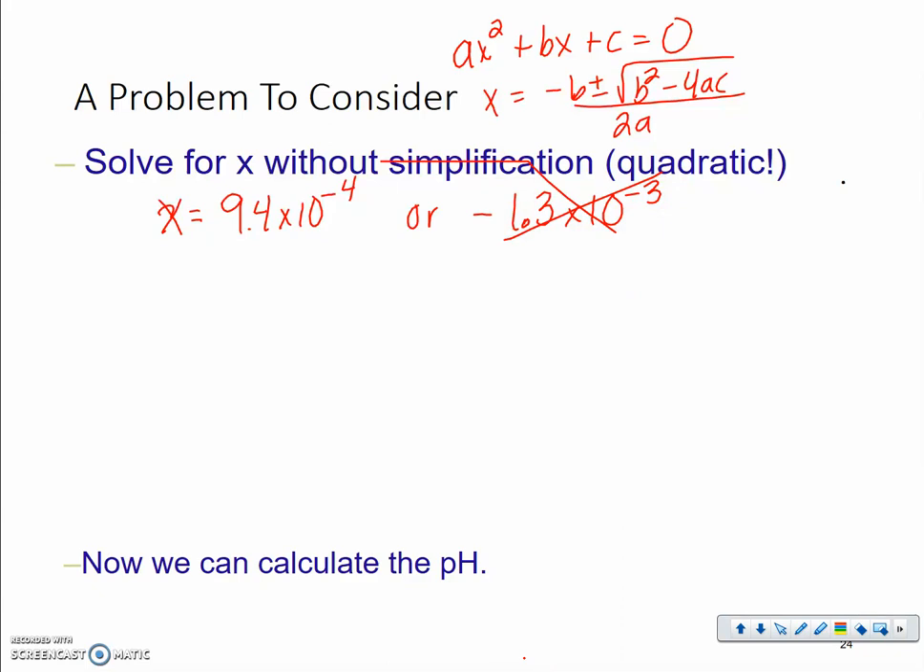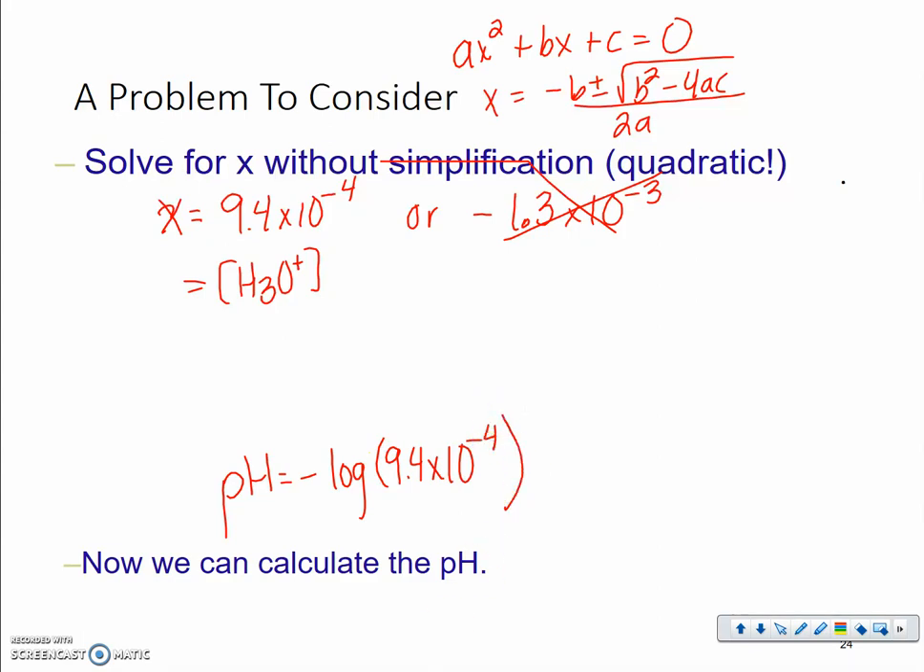So x in this case, we have solved for, which is also going to be equal to our H3O plus, which means now we can solve for the pH. So when we solve for the pH, we get roughly 3.03.